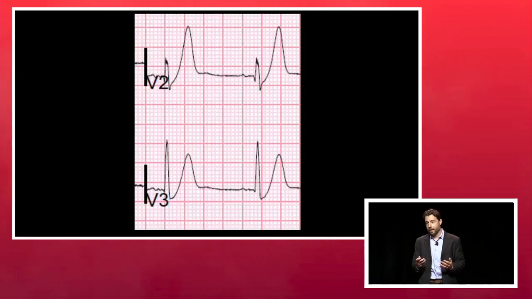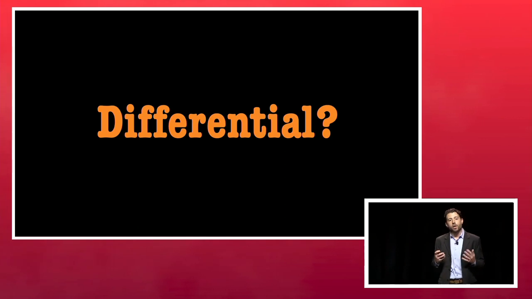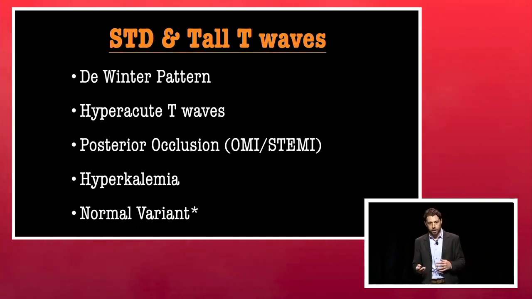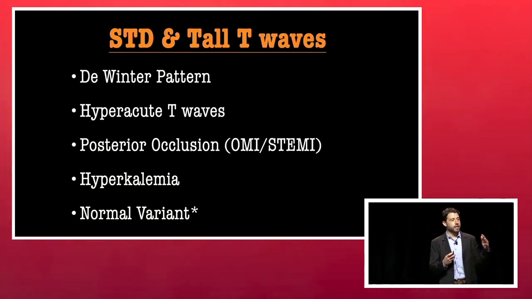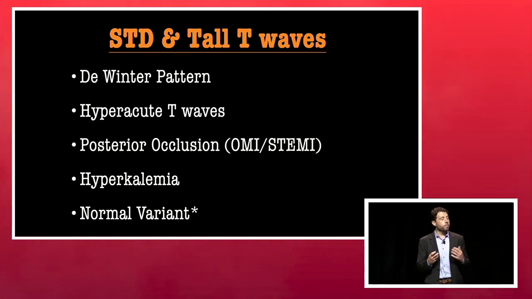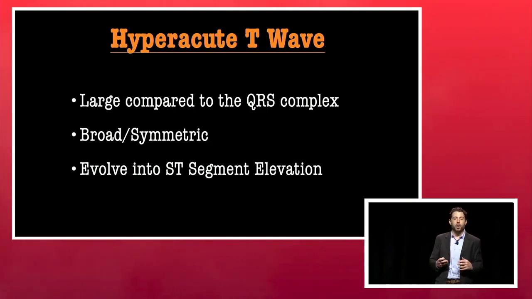Okay, so again, whenever you have an EKG abnormality, you should ask yourself, what's my differential? What else could be going on here? As you will see, for ST segment depressions anteriorly with big T waves, this differential is not good. Many of these cases need to go to the cath lab. So first, let's talk about hyperacute T waves, right?